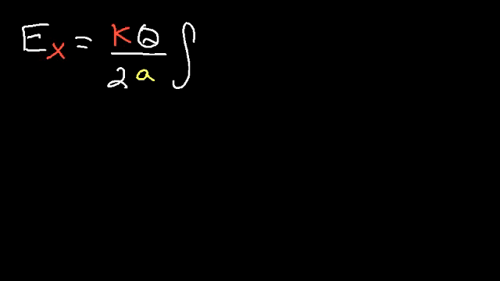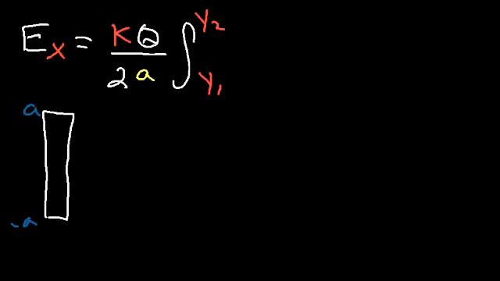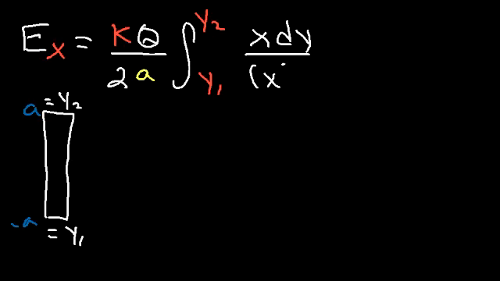Now, if for some reason you need to integrate to calculate the electric field, you can use these two equations. If you need to find the electric field in the x direction, start with this expression. It's k times q divided by 2a times the integral from y1 to y2. Now, if you're wondering what those values are, recall that we integrated from negative a to a in the y direction. So therefore, negative a was y1, positive a was y2. So it's going to be the integral from y1 to y2, and then it's times x dy divided by x squared plus y squared raised to the 3 over 2.